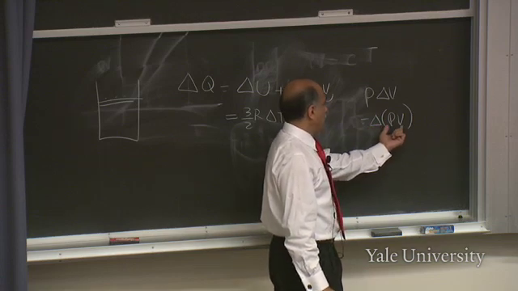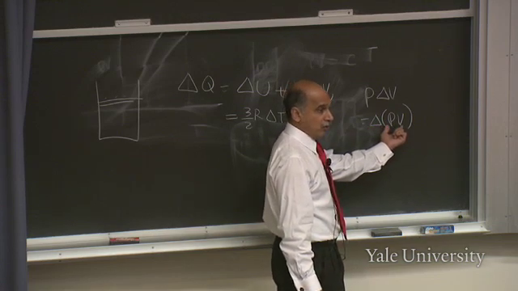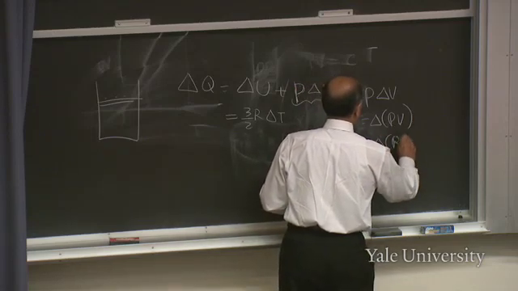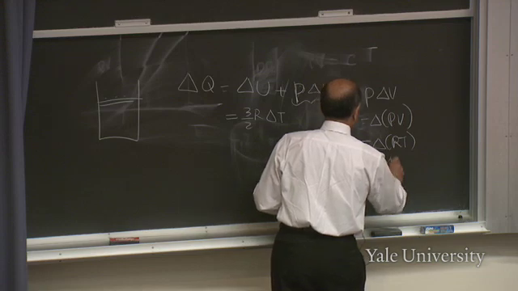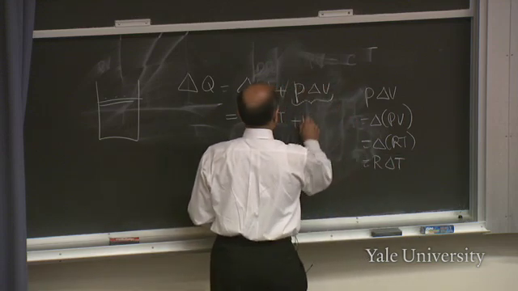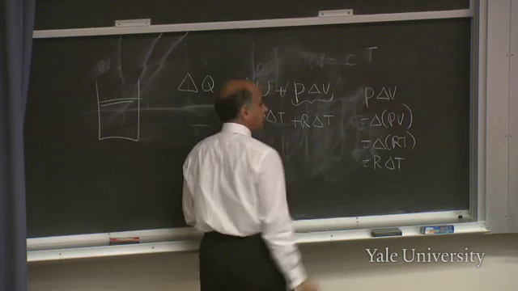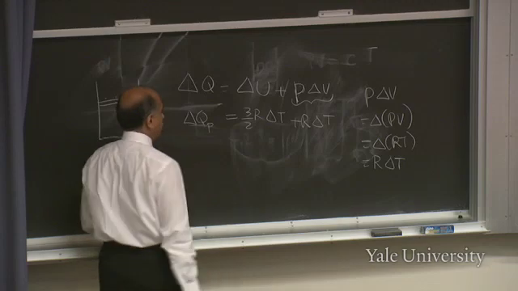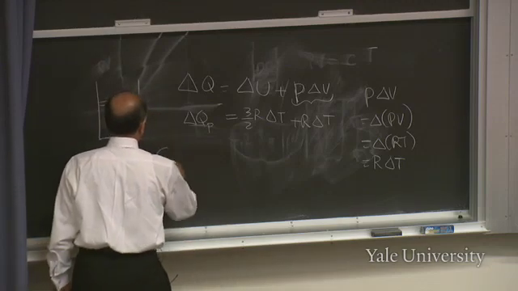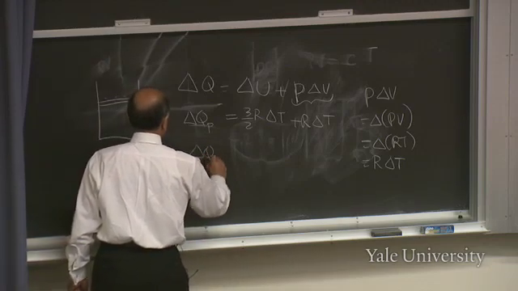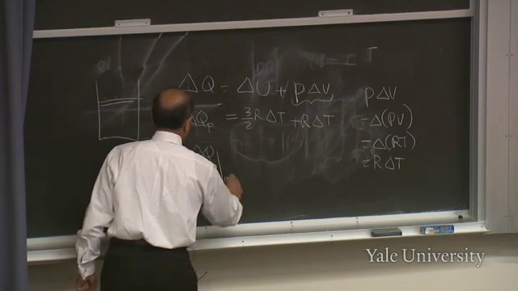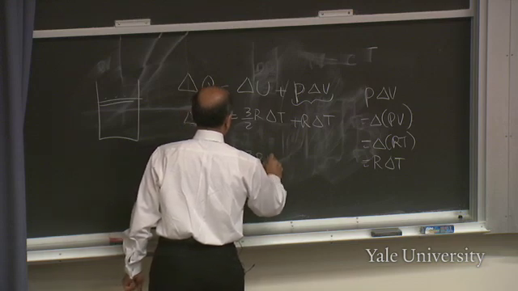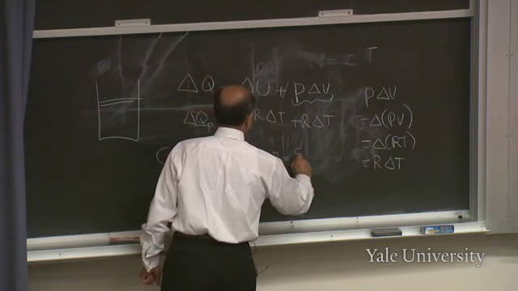But now we use PV equals RT. I'm talking about 1 mole, PV equals RT. That's a change in the quantity RT. This R is a constant, so this is R times delta T. So I put in here R times delta T. This is the delta Q at constant pressure. So the specific heat at constant pressure is delta Q over delta T, keeping the pressure constant. You divide everything by delta T, you get 3 over 2 R plus another R, which is 5 over 2 R.